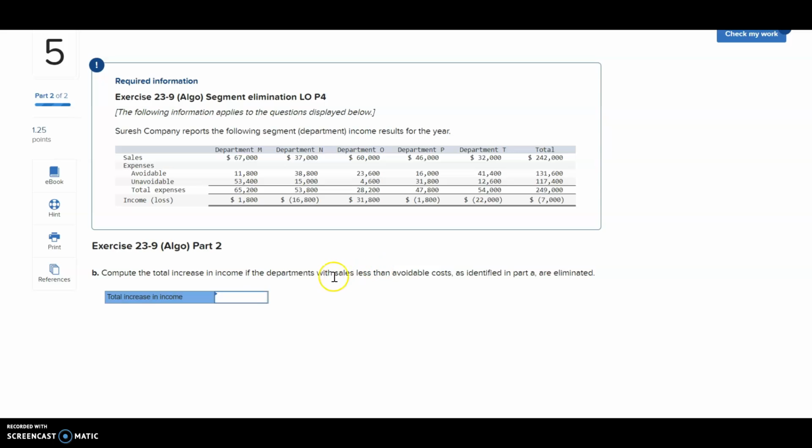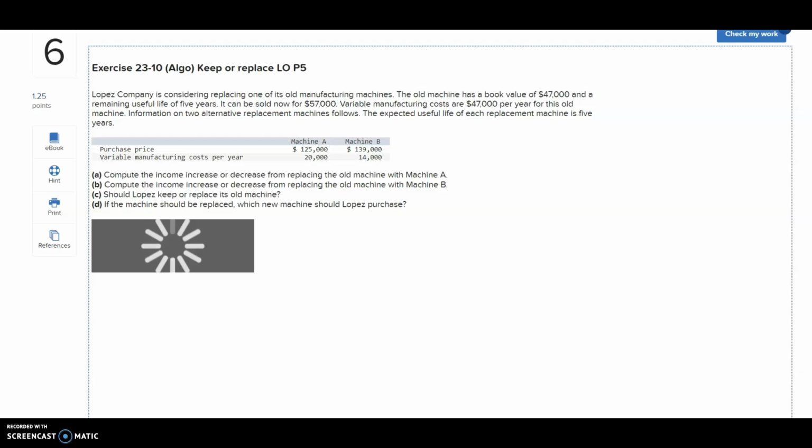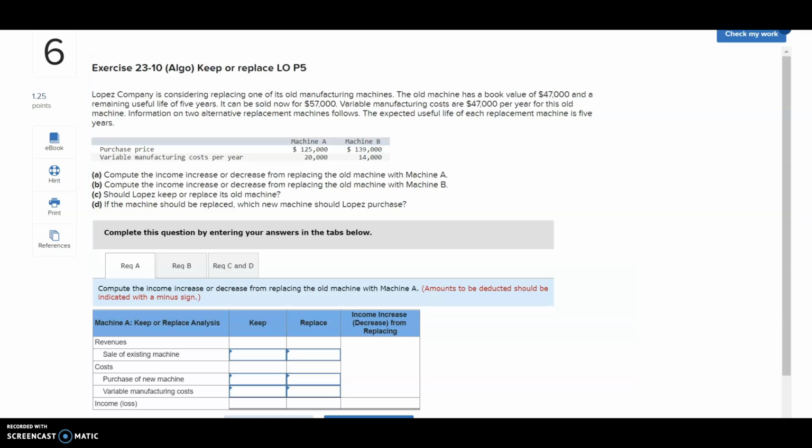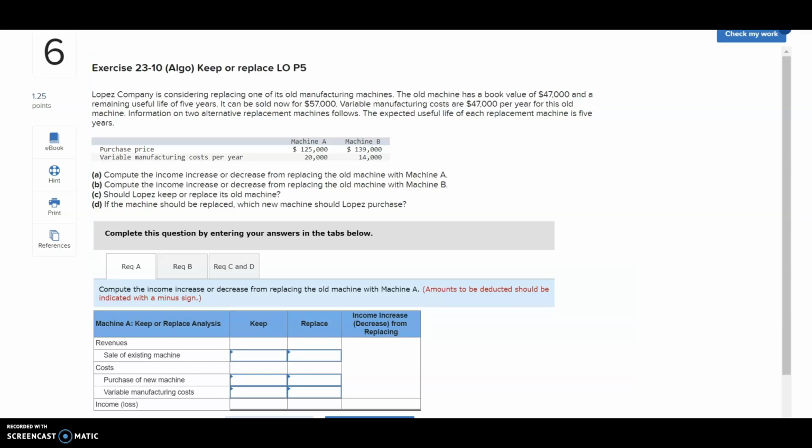And so when I first did it, I just put in the new income and I got it wrong when I did check my work because they're asking for the increase. So the increase is going to be your new income plus your loss. That's how much it increased. All right. Next one, number 6, is a keep or replace, page 371.